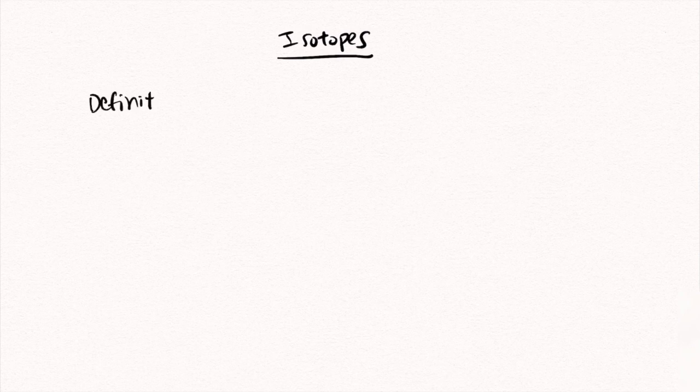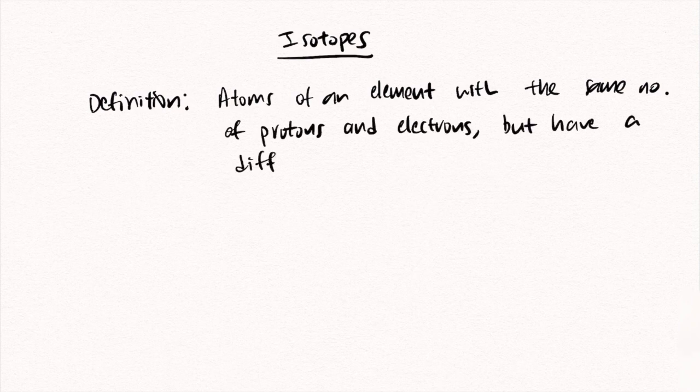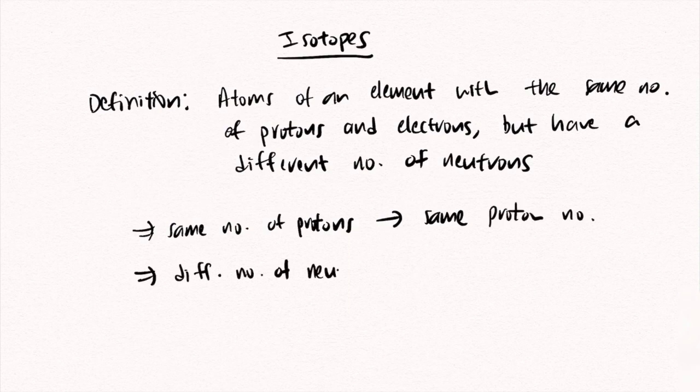The last concept that I will be going through today would be isotopes. So, what are isotopes? An isotope is defined as the atoms of an element with the same number of protons and electrons, but they will have a different number of neutrons. As isotopes have the same number of protons, they will have the same proton number. As they have a different number of neutrons, they will have different nucleon numbers.